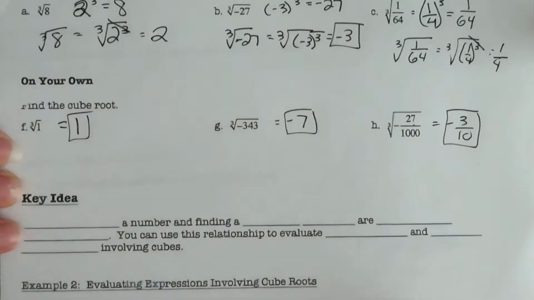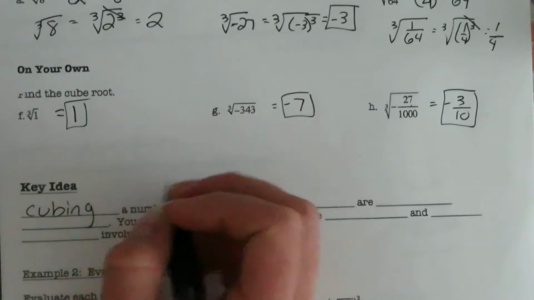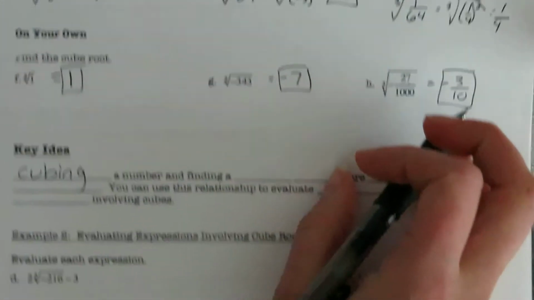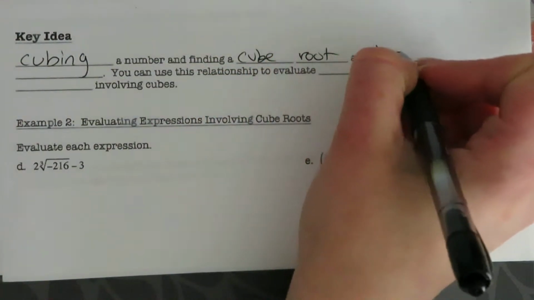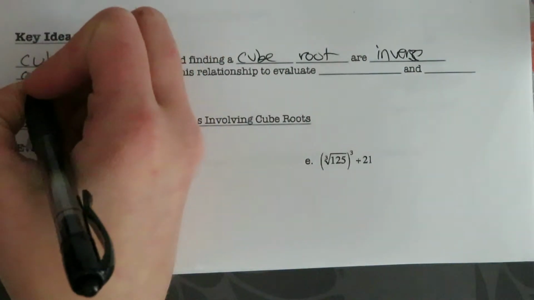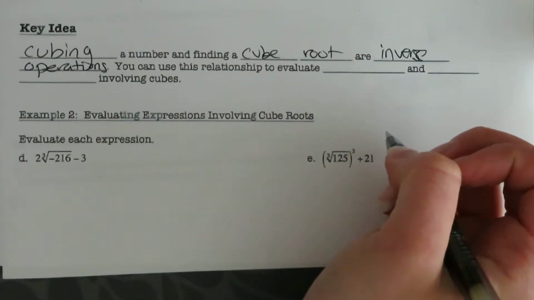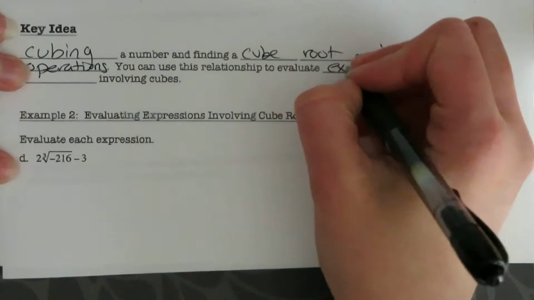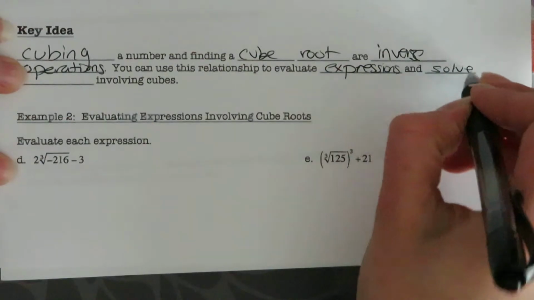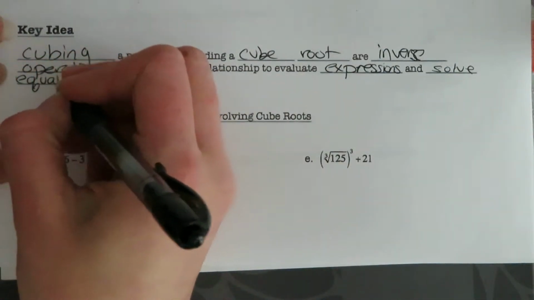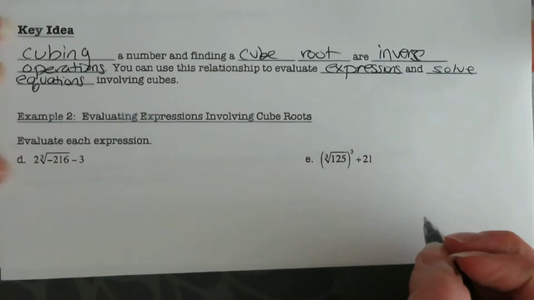All right. Key idea. Cubing a number and finding a cube root are inverse operations. You can use this relationship to evaluate expressions and solve equations involving cubes. So, evaluating expressions involving cube roots.